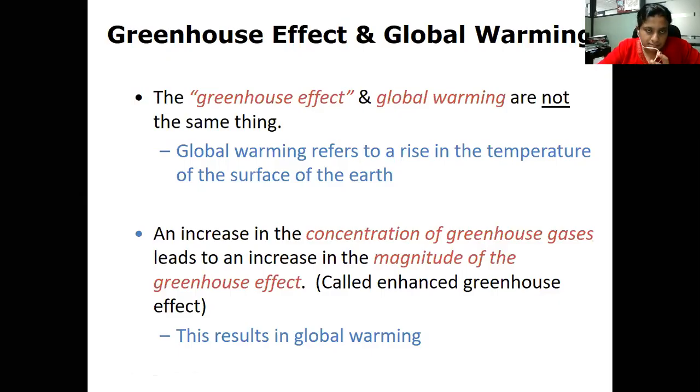And the other thing is, you should know the greenhouse gas effect is not the same as global warming. Global warming occurs due to the greenhouse gas effect. Global warming refers to the rise in the temperature of the surface of the earth. Global warming refers to the increase of earth temperature. So when we talk about the earth temperature, that means the surface of the earth. Okay, then what is the greenhouse gas effect?